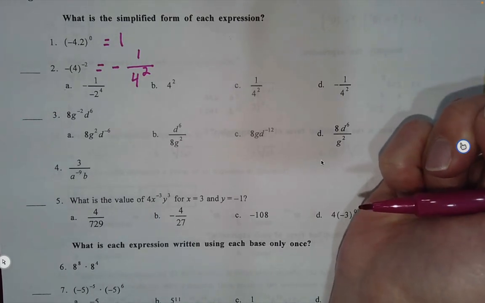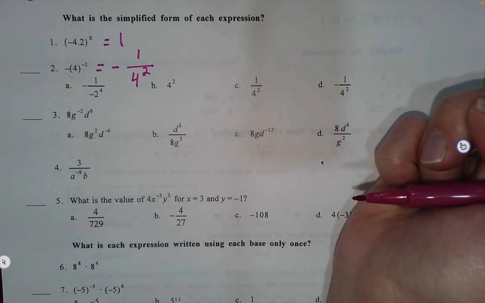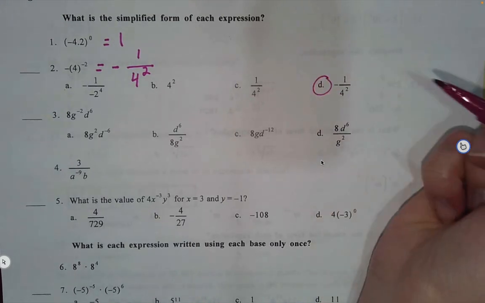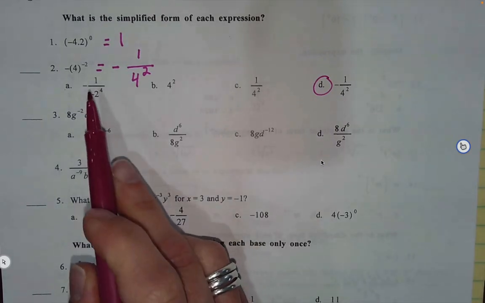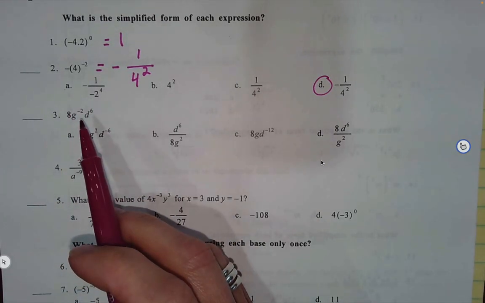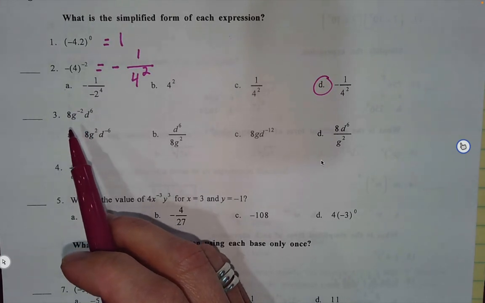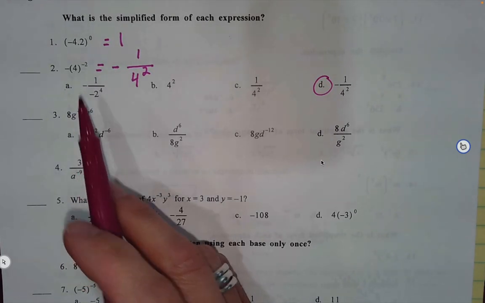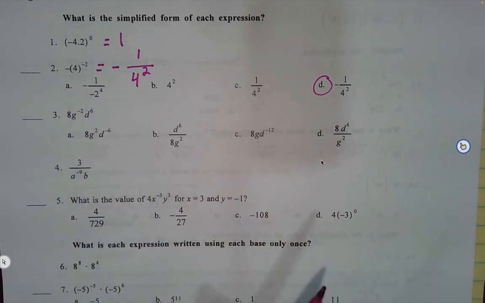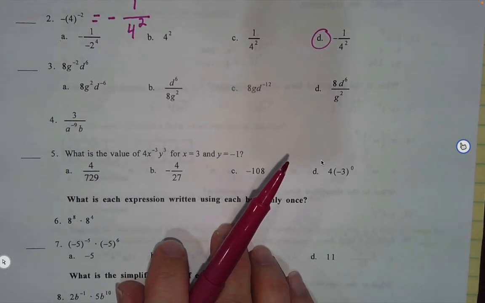So which one is that? Anybody know which answer choice that is? D. It's D. Because it has the negative sign, that one was a little trick, okay? Does anybody not understand that one? Are we good with that? Yes? Negative exponent, you move it, but the negative out front, just make sure you keep the negative out front. Okay?